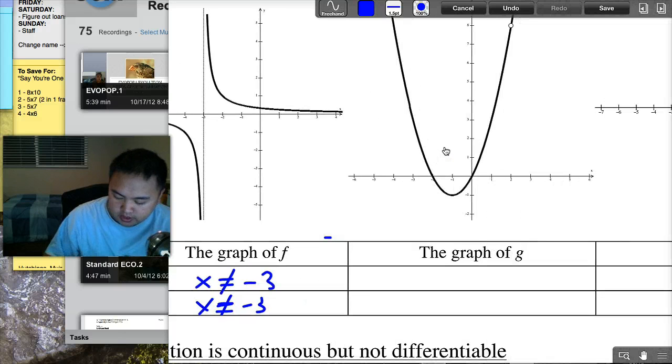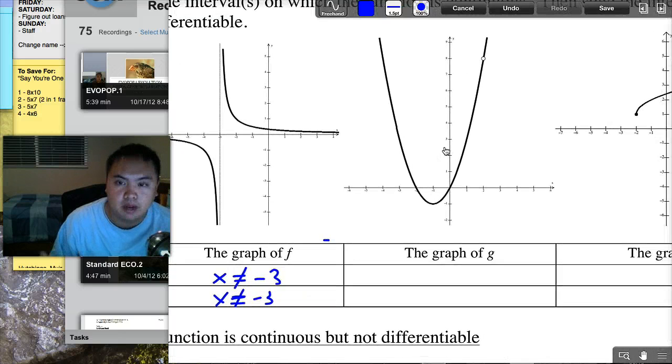When I look at the second graph, it's a graph of a parabola. It looks like it's continuous everywhere, but if you look very closely, it's not continuous at this one point right here. That occurs at x equals 2. So this graph is continuous everywhere except at x equals 2.